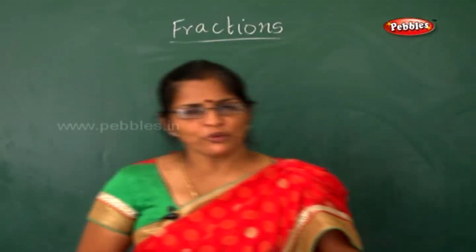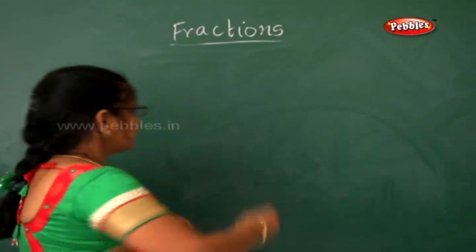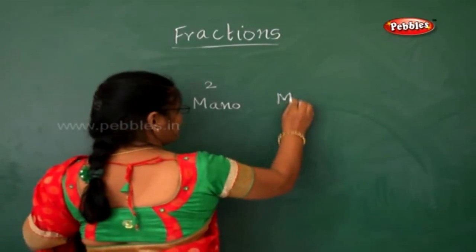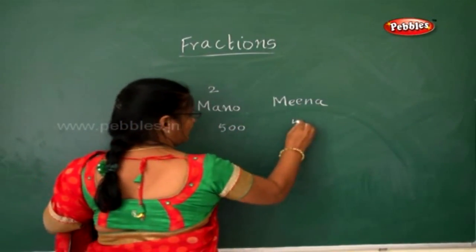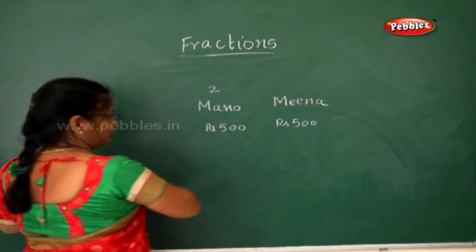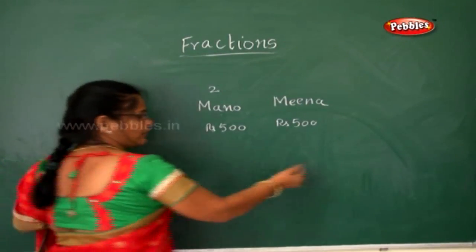Before starting with the next fraction, let me tell you a small story. There were two children, Mano and Meena. Both of them had 500 rupees each as pocket money. And Mano and Meena wanted to gift their mother for Mother's Day.